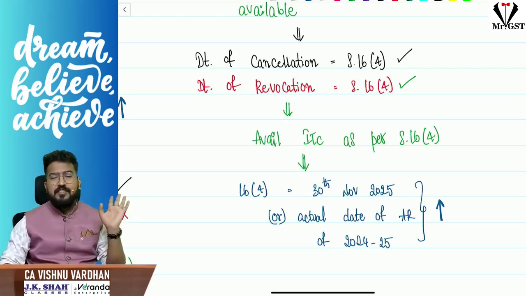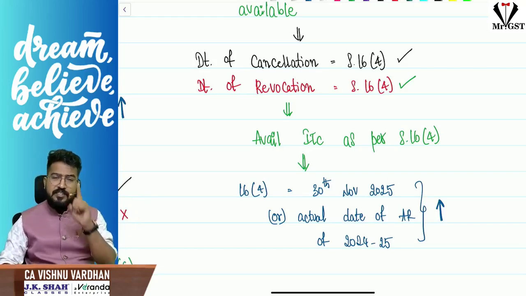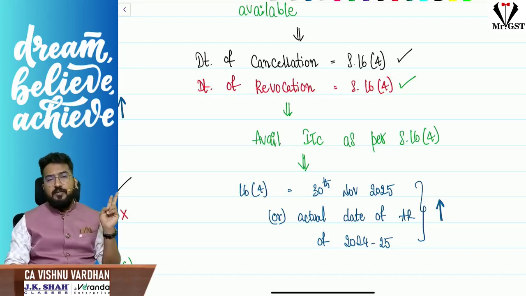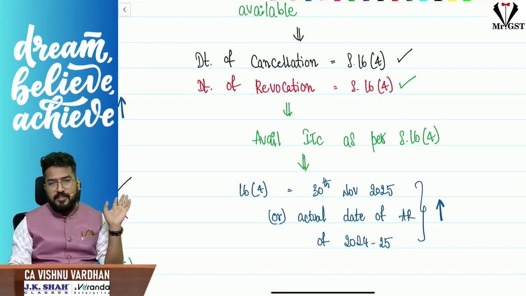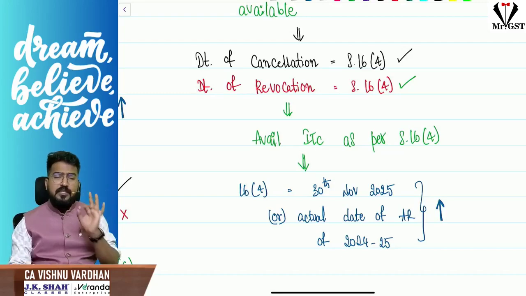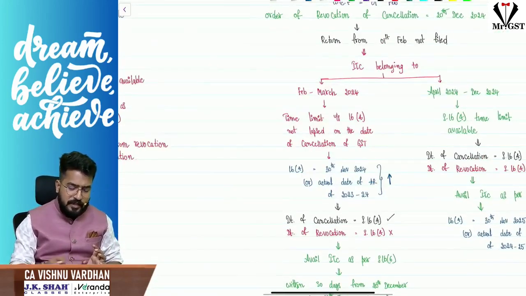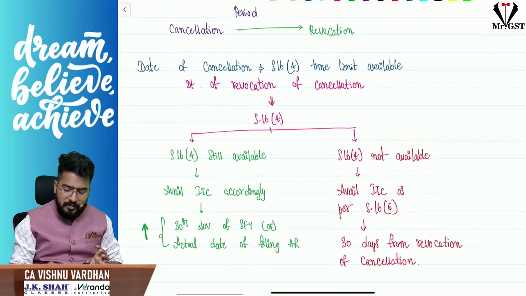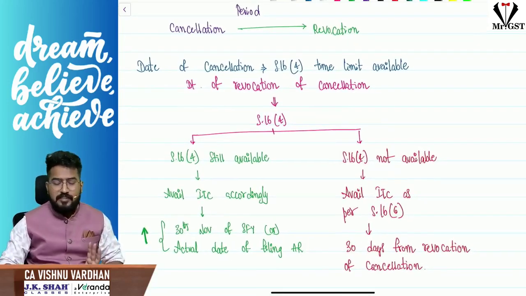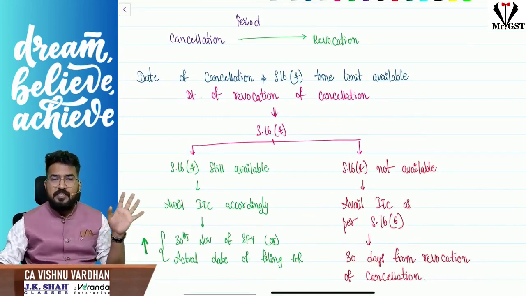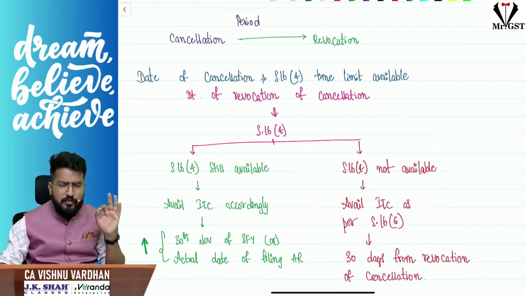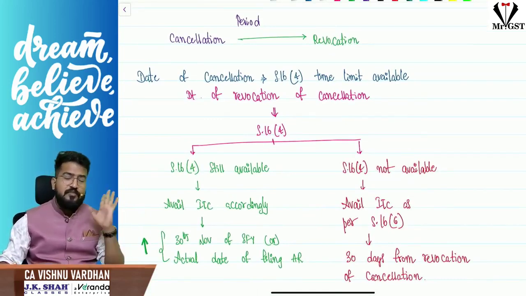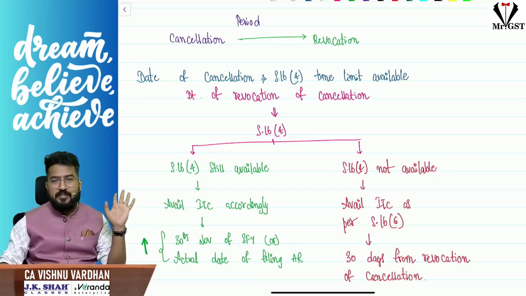I will see 16(6), in simple words, when at the time of cancellation the 16(4) time limit is applicable, but at the time of revocation it is not applicable. In that case, I will go to 16(6). What does 16(6) say? It says take ITC by filing the pending returns within 30 days from the date of revocation of cancellation. So these are the notes for that. Hope it is crystal clear for you. This is the new section and very, very important for your May 2025 exams. So please be careful.